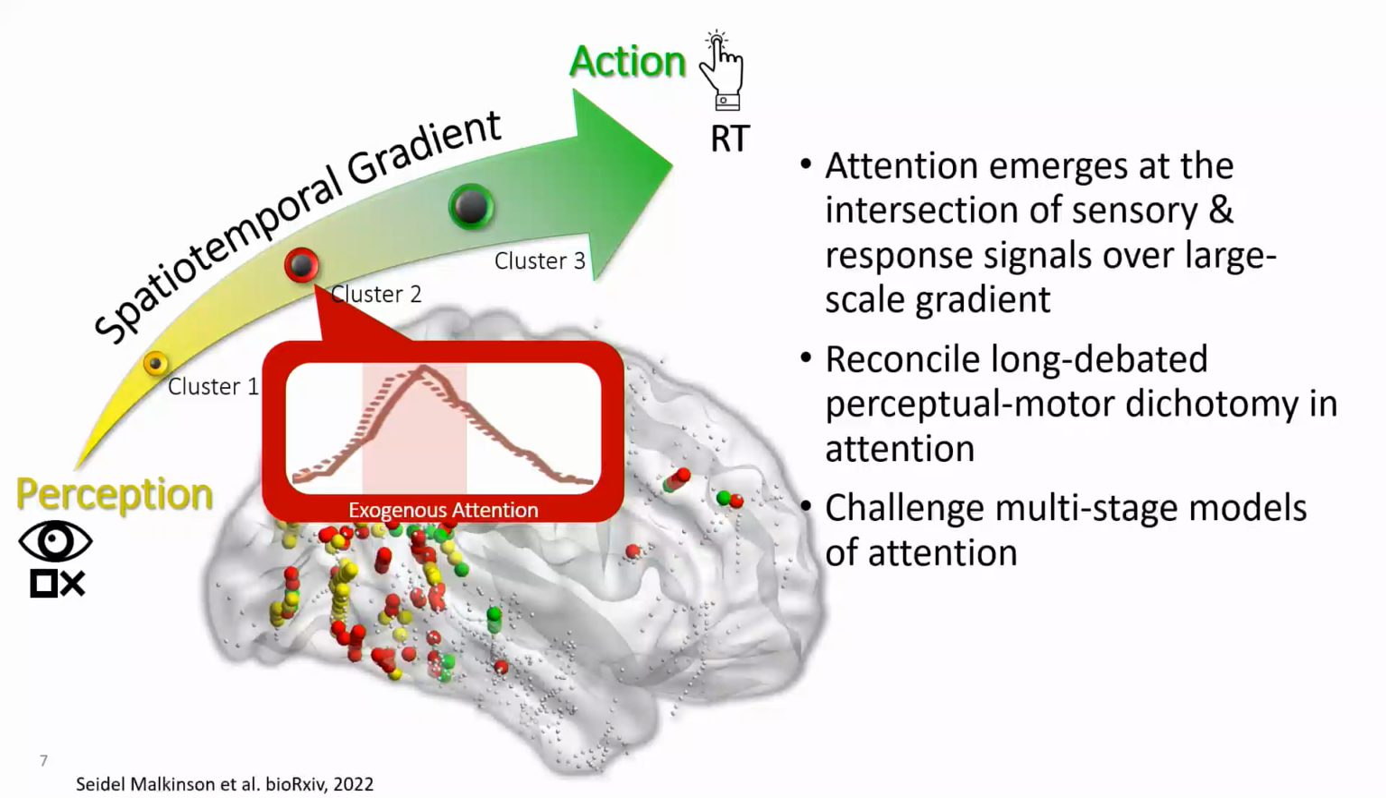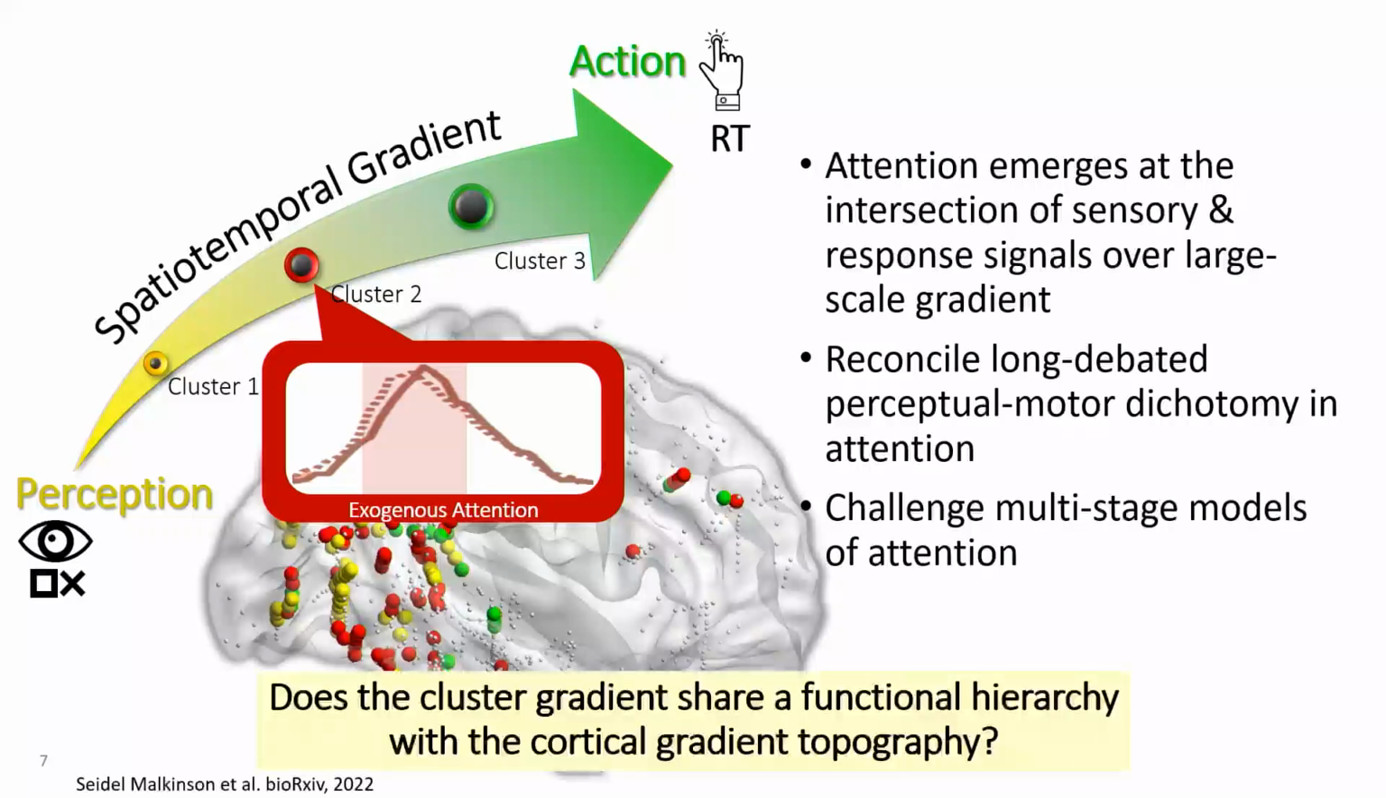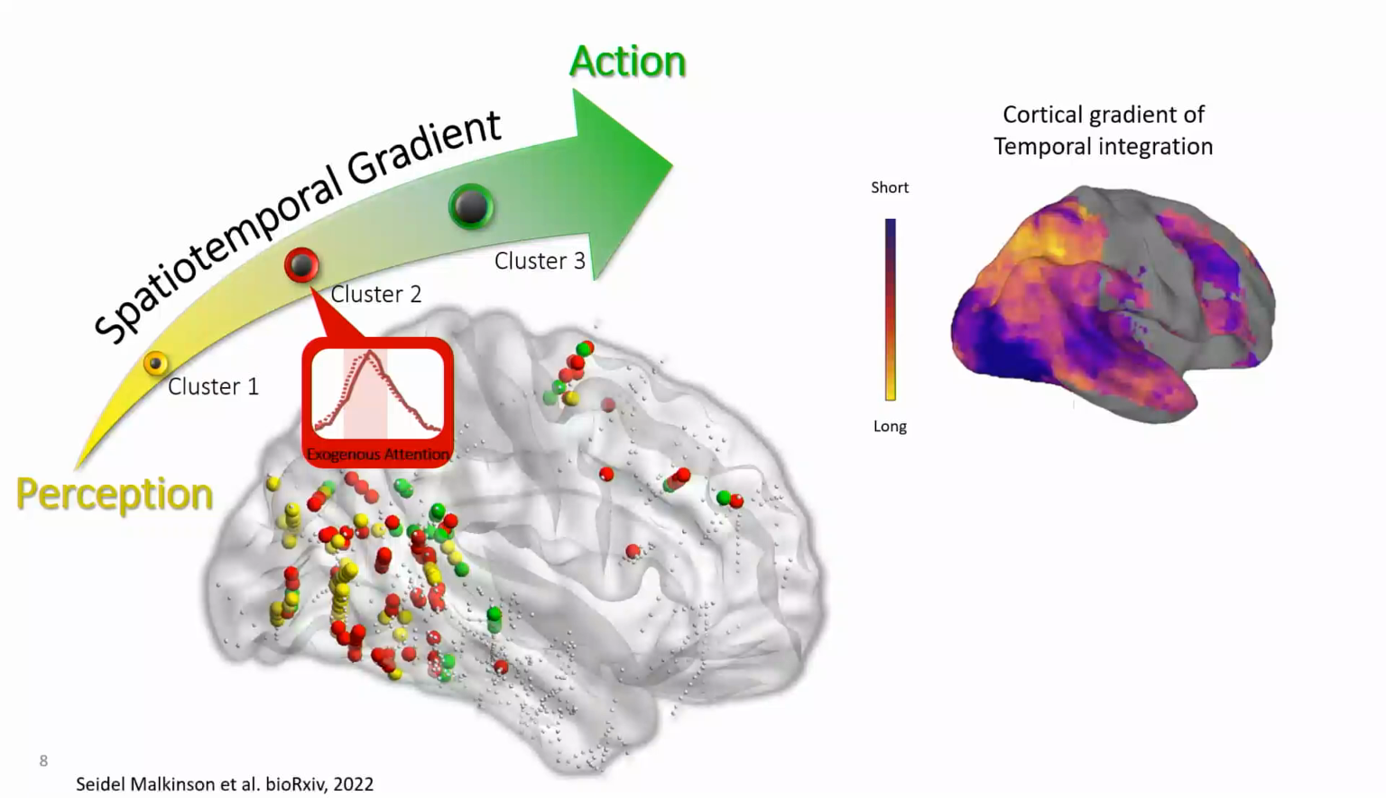We wanted to take this one step further and ask, does the cluster gradient share a functional hierarchy with the cortical gradient topography? We refer to one of the features that change gradually across the cortical gradient, which is temporal integration. At the lower levels of this cortical gradient, integration windows are short, so that two successive stimuli will not affect the processing of one another. However, when we go up this hierarchy, integration windows become longer, therefore integrating over longer and longer durations, and thus a history effect gets created.